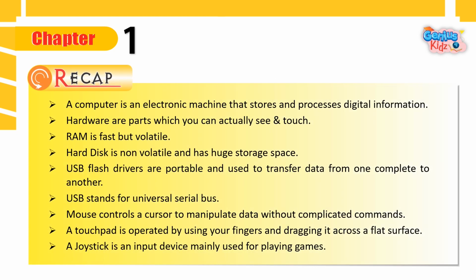Recap. A computer is an electronic machine that stores and processes digital information. Hardware are parts which you can actually see and touch. RAM is fast but volatile. Hard disk is non-volatile and has huge storage space. USB flash drives are portable and used to transfer data from one computer to another. USB stands for Universal Serial Bus.